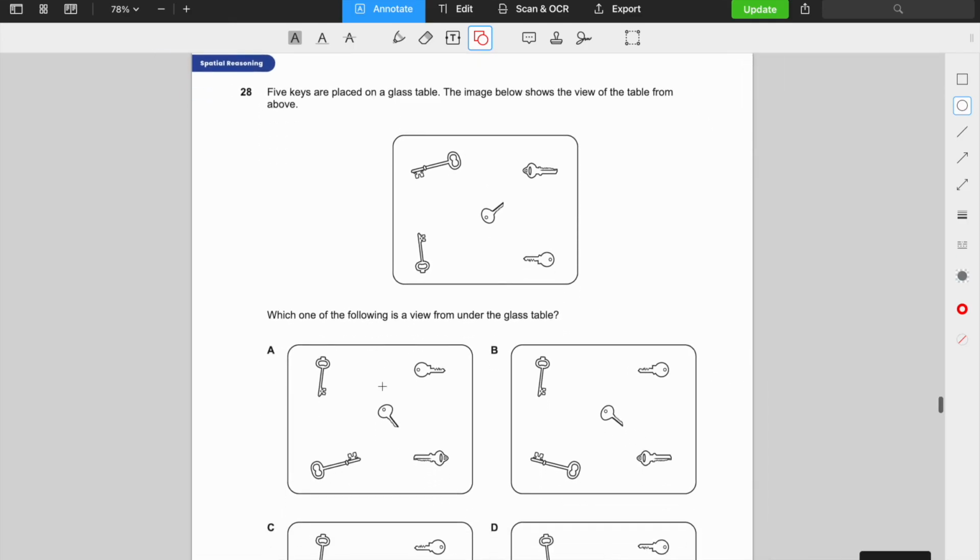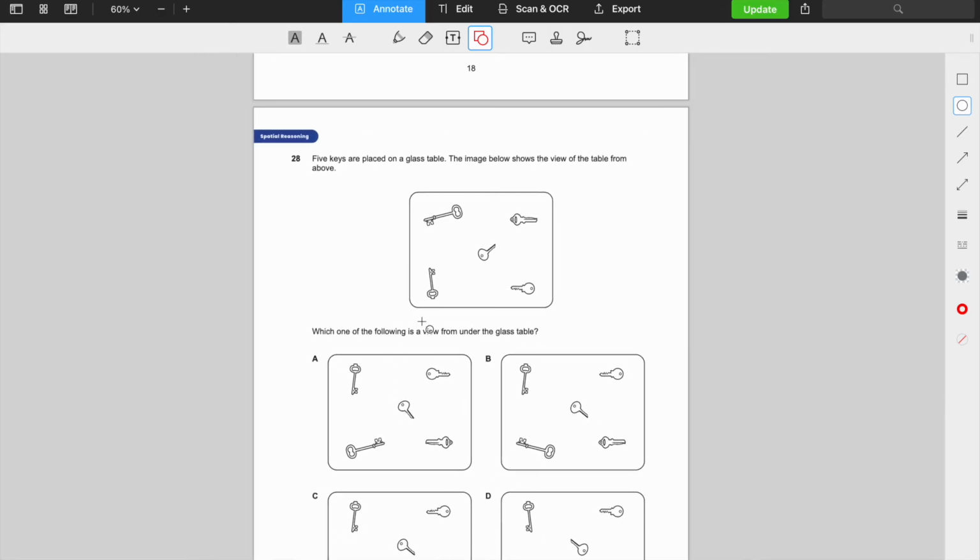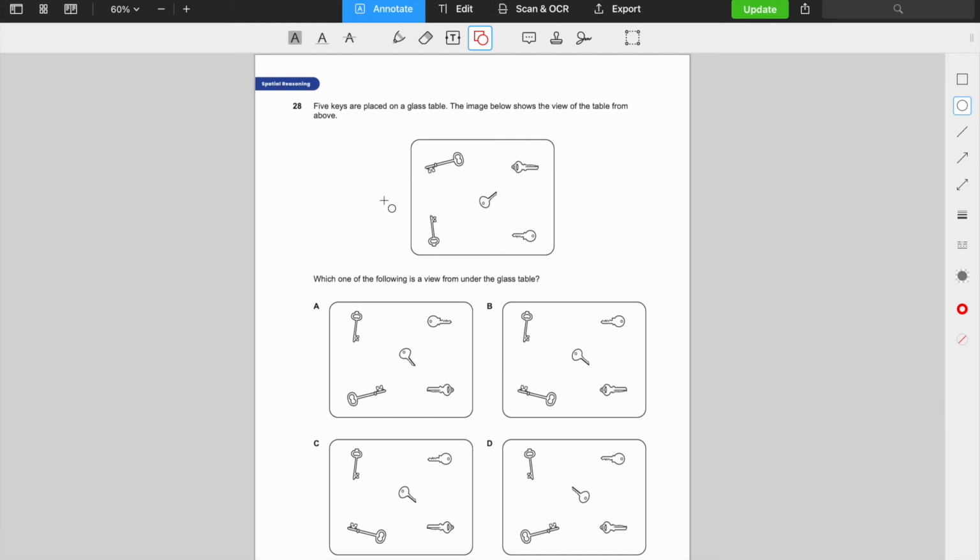Okay, 28. 5 keys are placed on a glass table. The image below shows the view of the table from above. So this one's a little bit tricky, but you have to understand which view you're viewing from. You're viewing from under the glass table. The way you can orientate yourself is to focus on one key first, because it's confusing if you focus on all of them at once. So I'm just going to focus on this key. Where do I see this key in the options? Well, I see it there, there, there, there.